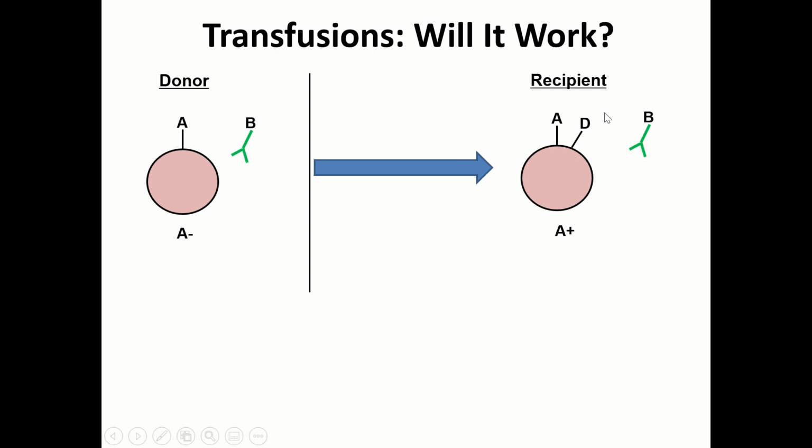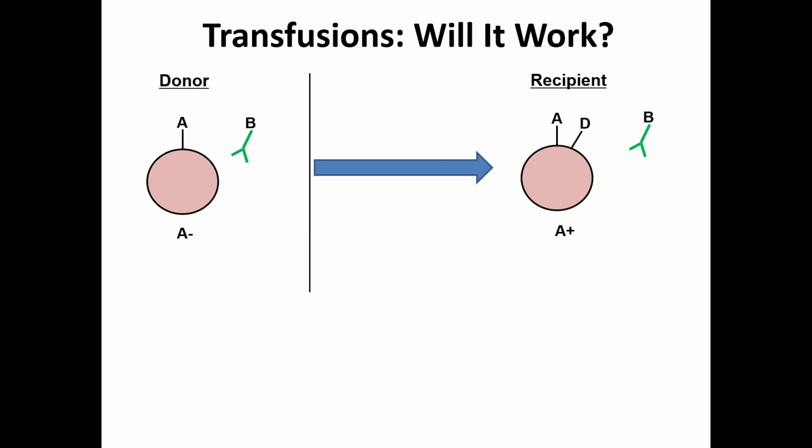So to begin with here, the recipient has A positive blood. They have A antigens and D antigens on the surface of their cells, and their body innately makes B antibodies. Over here, you have an individual with A negative blood. They only have A antigens on their cells. The question is, if this donor transfers these erythrocytes to the recipient, will that be a successful transfusion?